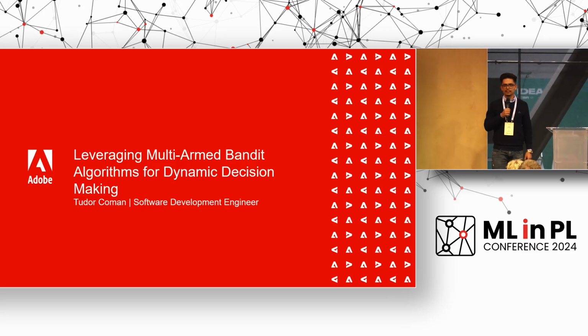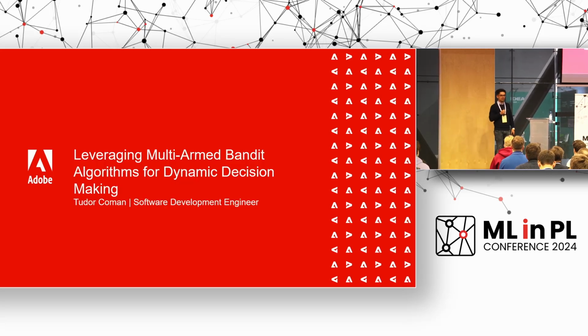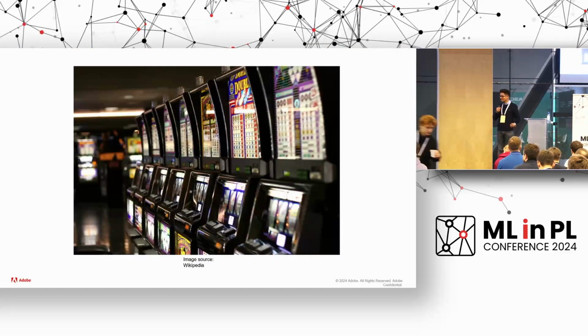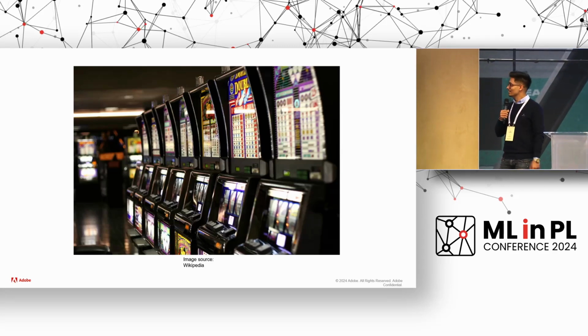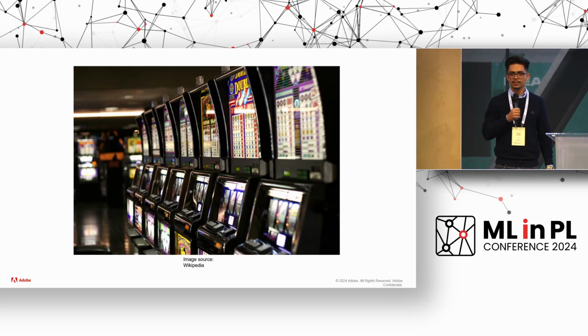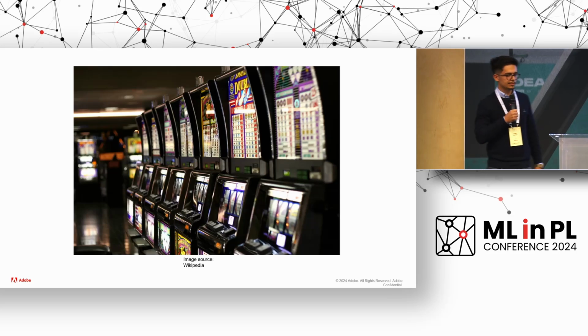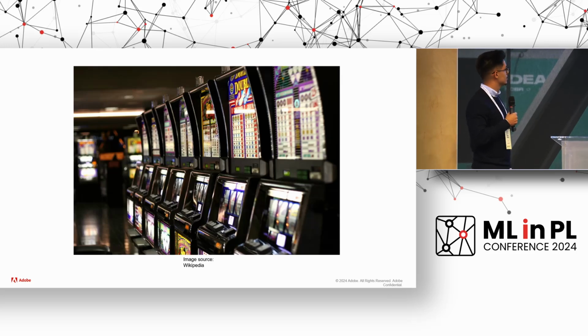Today I'll be presenting multi-arm bandit algorithms and how we use them to enable dynamic decision making in one of our products. So this is the first image that popped up when I searched multi-arm bandits on Wikipedia. I was not very familiar with this concept, but I found it very interesting because it enables a wide variety of use cases and various applications. And this is the reason why I found it an interesting topic to present.